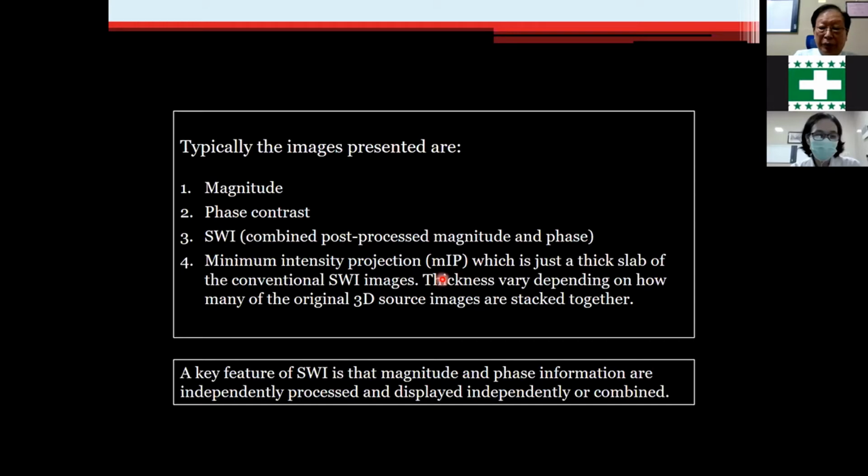Now the MIP, minimal intensity projection, is just a thick slab of conventional SWI images. The thickness depends on how many slices you stack together. If you stack more images, you get a thicker image, and that gives the minimal intensity projection.